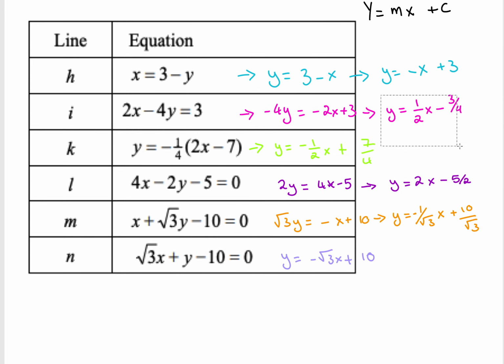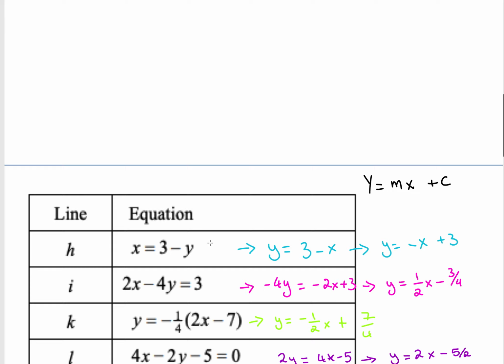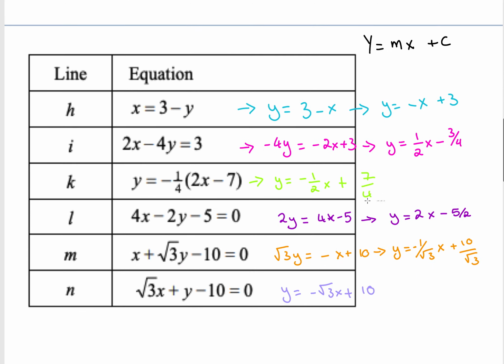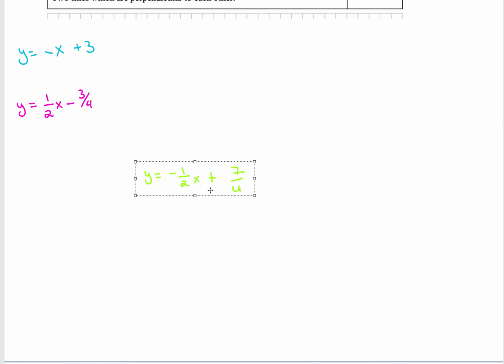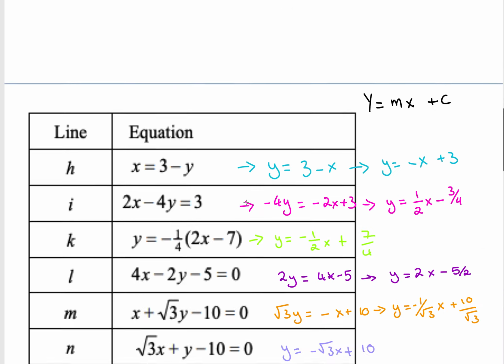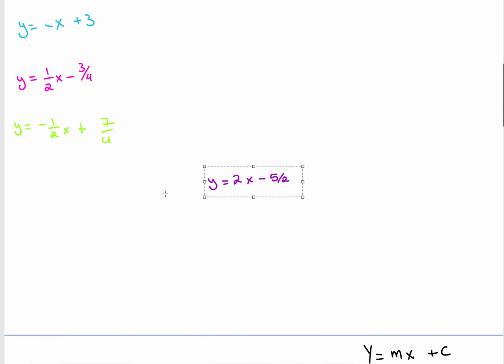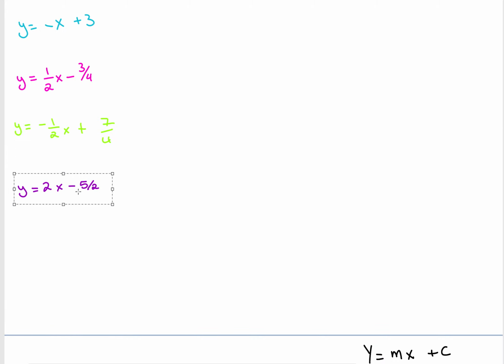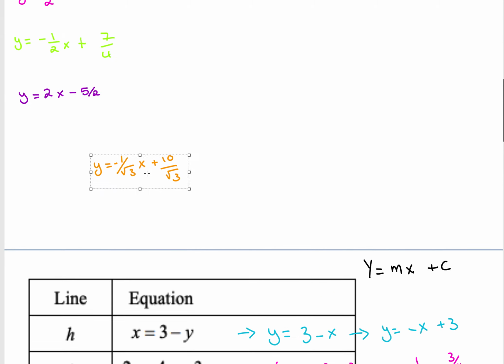So I'm going to copy that as well and bring them all over here so that we can see them just that little bit more clearly. In each case, we've rearranged them, and if I have it rearranged in the formula y equals mx plus c, I can tell by looking at that equation what the slope is, what the intercept is, and you can actually plot that graph very, very quickly as a result.